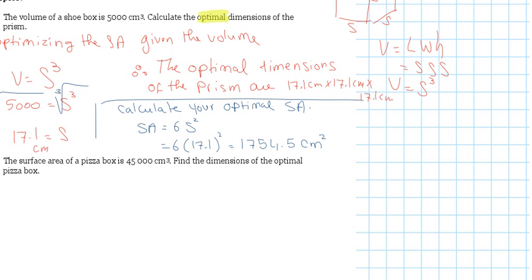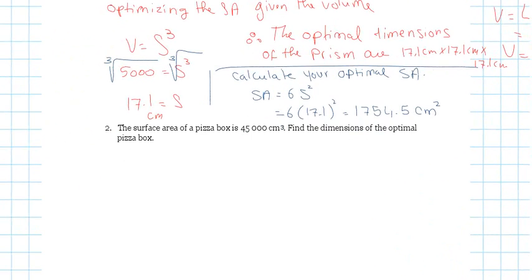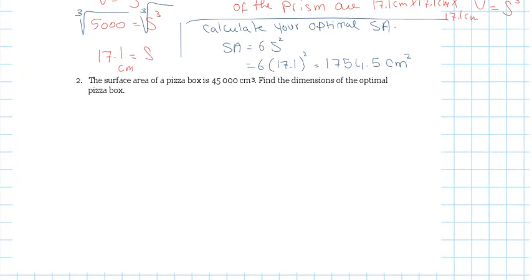So the surface area of a pizza box is 45,000 centimeter cubed. There is a mistake in this question. Where is it? What should it be, and why is that? Because it's a box? Remember, the surface area. Because it's the surface area. Okay, fix that.